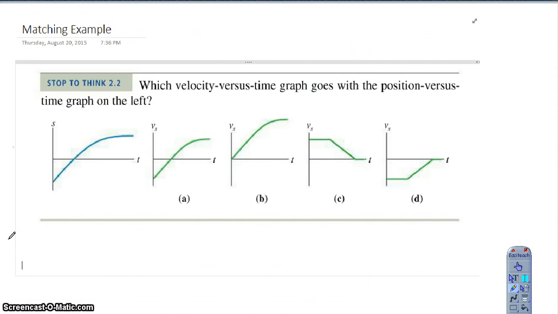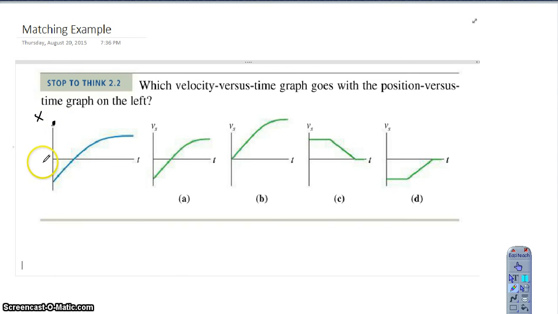So then the last example, just a quick matching example to make sure we're feeling pretty comfortable with all of the graphical interpretations. Which velocity versus time graph goes with the position versus time graph on the left? Well, if we start here, and notice they use S instead of X, but our textbook does that. The AP test still tends to use X for the most part, but they may use S every once in a while as well.